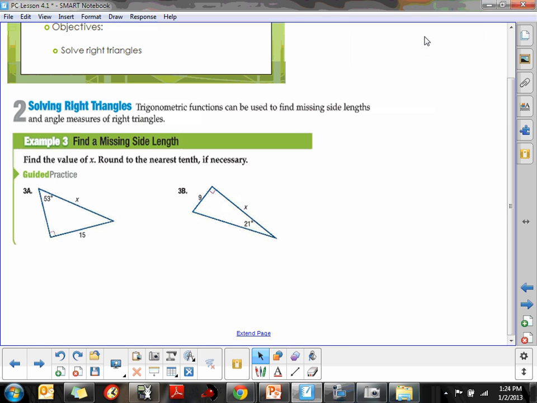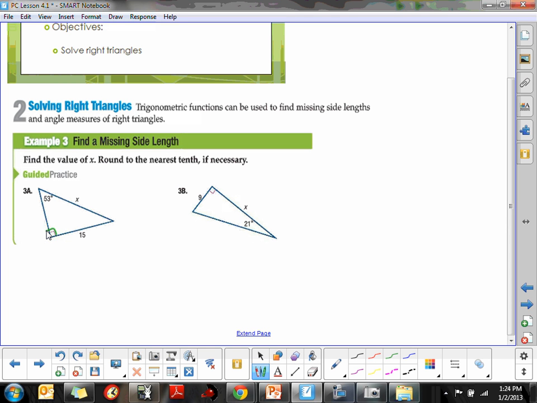Next video, I want to show you just a couple quick, easy examples on how to find missing side lengths. So 3a, find the value of x to the nearest tenth if necessary. First thing I'm looking at is I know I have a right triangle, so that means I can use my trig ideas of SOHCAHTOA and Pythag to help us solve these.